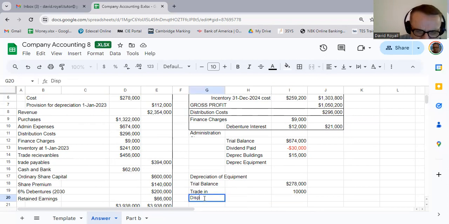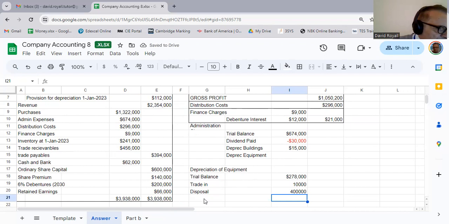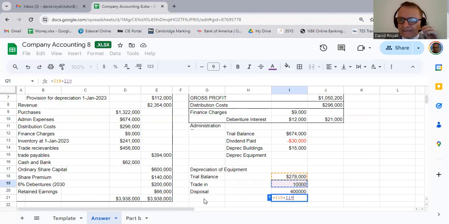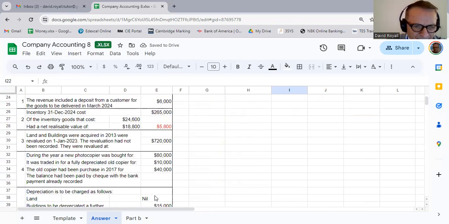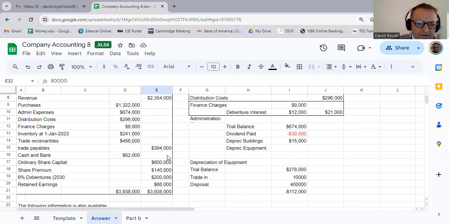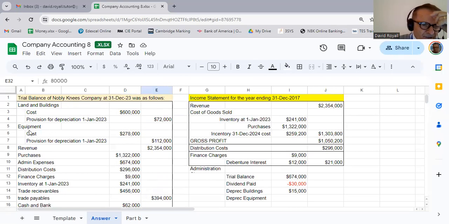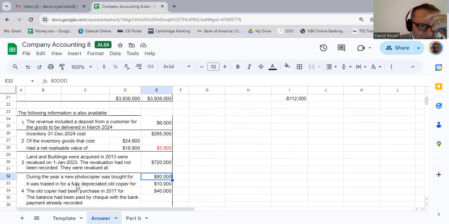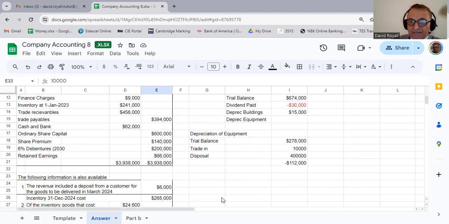And then the disposal, which we were given of 40,000. So what is the cost of this equipment? Well, what we've got to do is take the trial balance figure, add in the 10,000 that we traded it in, and then take away what we've actually disposed of. Look at the figures very carefully. The 80,000, remember, we've already added to the equipment cost. The 10,000 we can add in, because apparently we were allowed 10,000 on the cost.